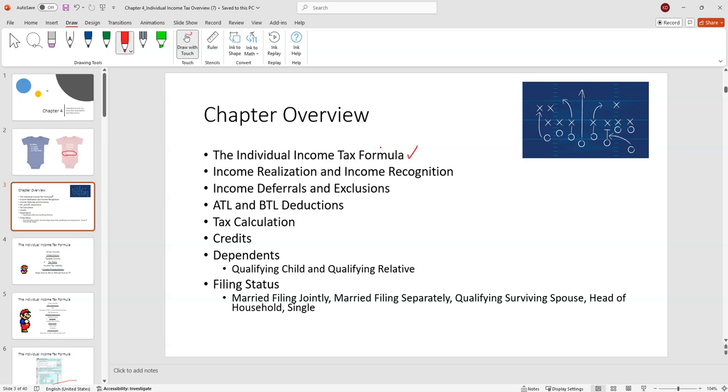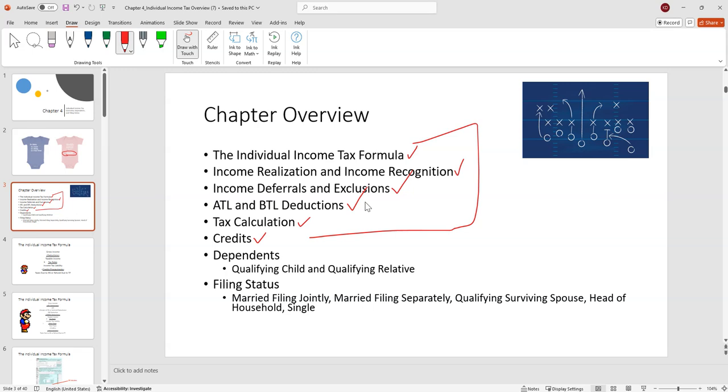The overview of the 1040. What's a deduction? What's a credit? Where does it go on the forms? We'll talk about the difference between realization and recognition. They sound the same, but they mean different things. Deferrals and exclusions, we'll talk about. Deductions, specifically above the line and below the line. The calculation of the tax formula and framework there. Credits, a very high level overview on those. So this will be the first lecture here.